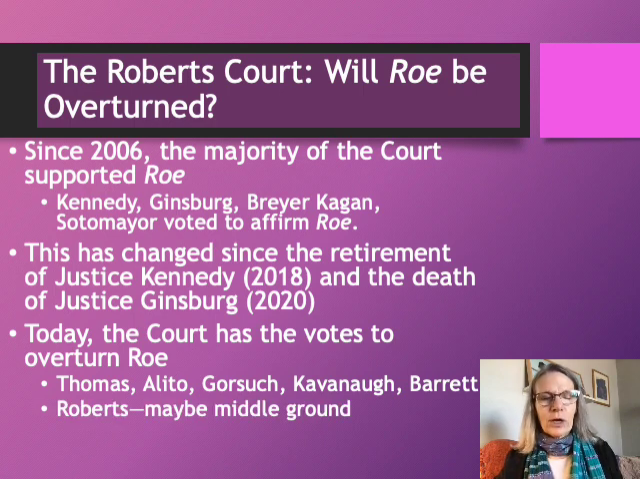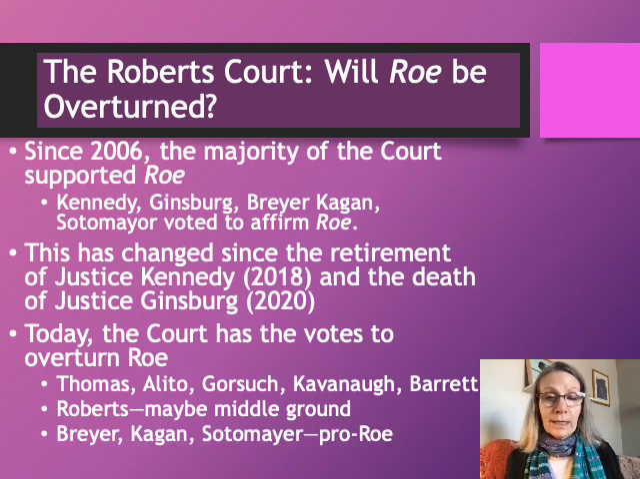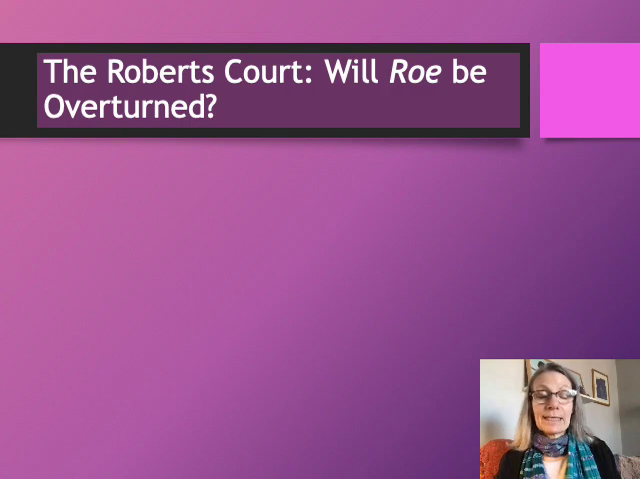With Roberts, we're not sure how he would vote. But those justices that want to overturn Roe don't really need Roberts, because Thomas, Alito, Gorsuch, Kavanaugh, and Barrett make up 5 votes. Roberts, Breyer, Kagan, and Sotomayor are the 4 votes. Breyer, Kagan, and Sotomayor are pro-Roe. Roberts may be a middle ground, and in some recent cases, he has actually found some restrictions on abortion to be unconstitutional. So right now, the Supreme Court probably has the votes to overturn Roe.